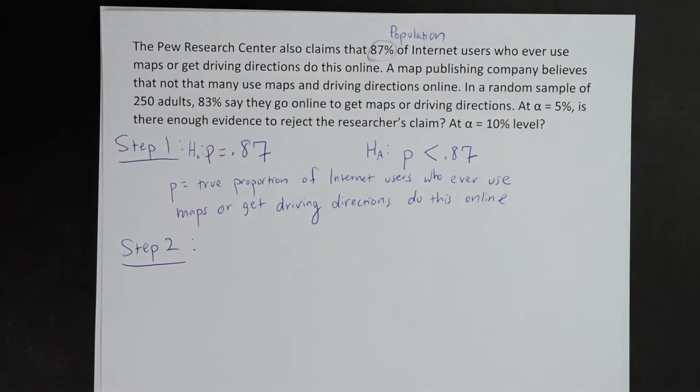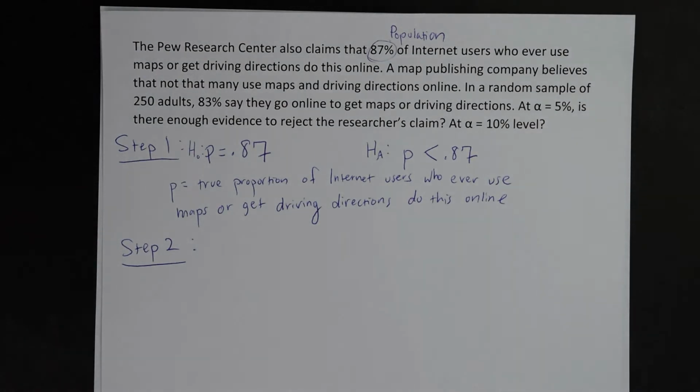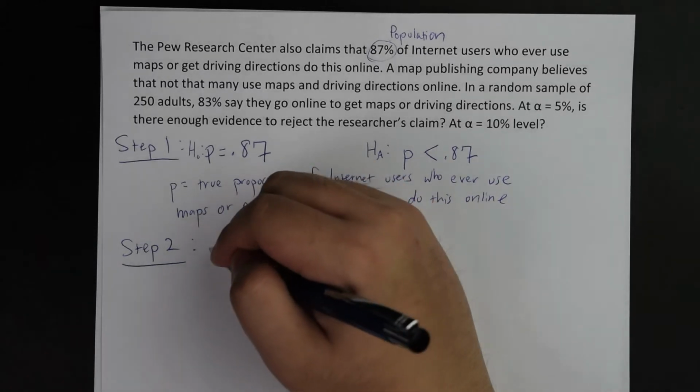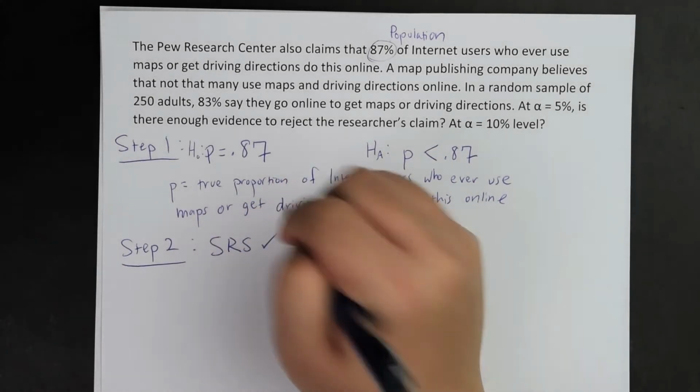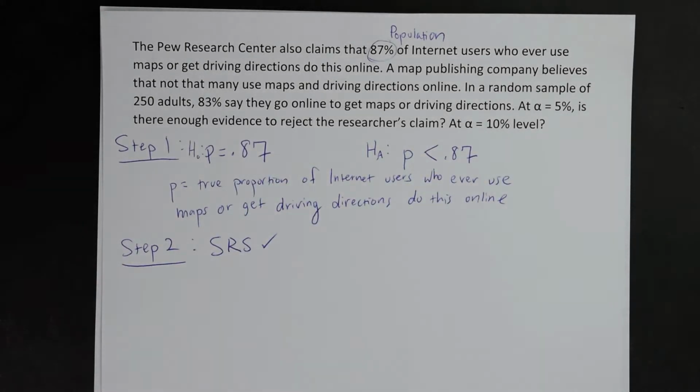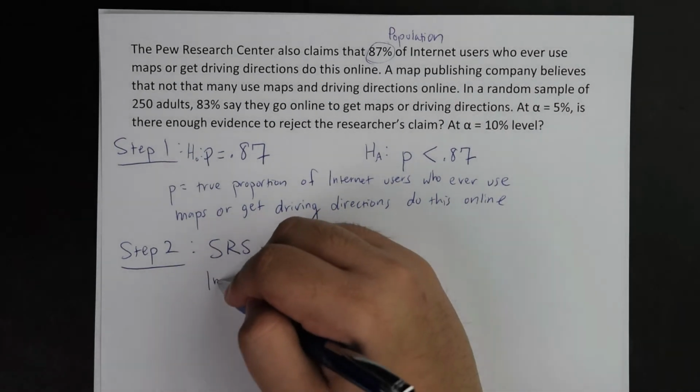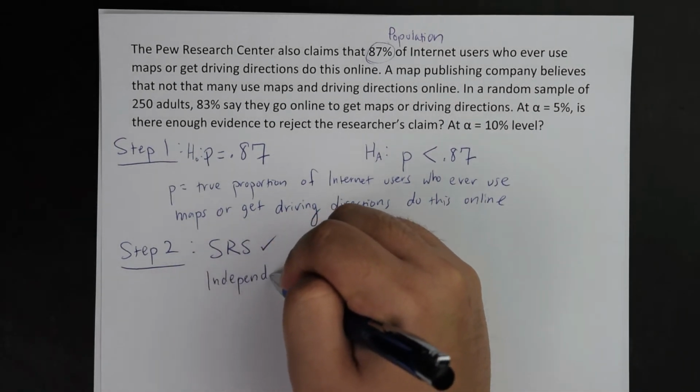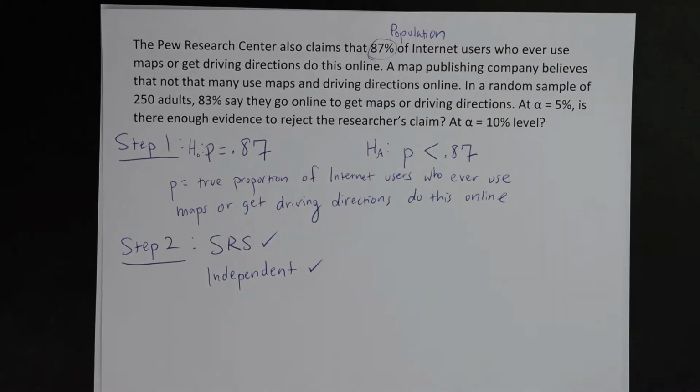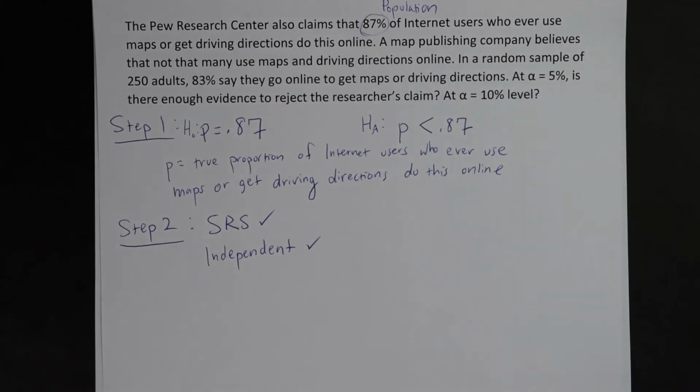Step two. The important thing about step two is that it's almost procedural: there are specific conditions you must fulfill depending on the specific test. For the one proportion z-test, I usually mention SRS and I check it off. SRS means a simple random sample, and usually that also entails that the test is independent. Usually you don't need to mention this, but personally I don't want to forget it, just in case of points purposes, and so I usually mention that.